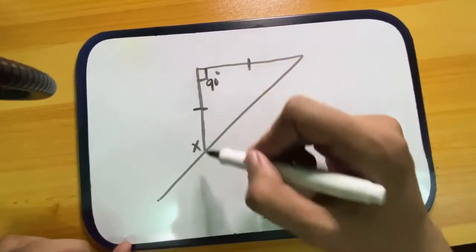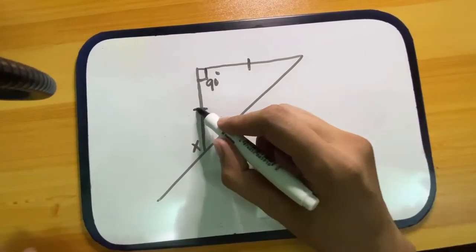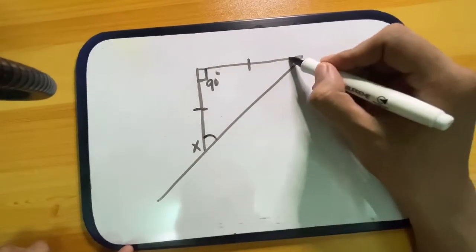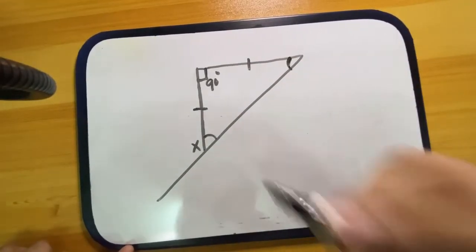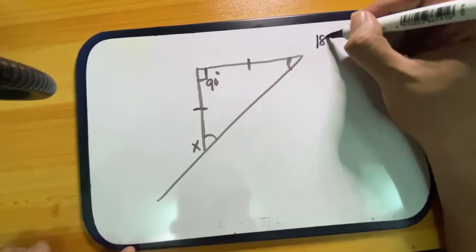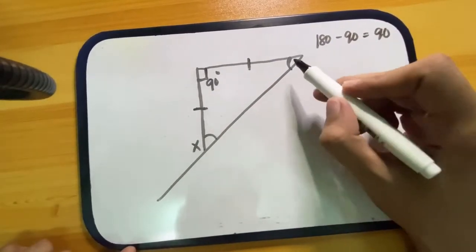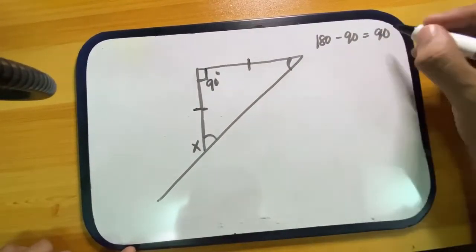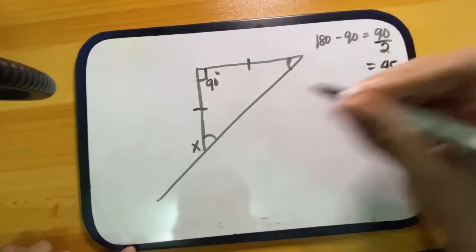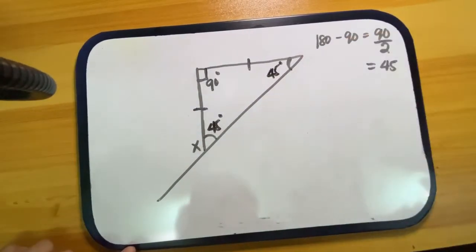And if a right triangle has two equal legs or two equal sides, this one, so therefore these acute angles here are also equal. So if you have this 90, 180 minus 90 is equal to 90, okay? And since these are equal, we can have 90 divided by 2, that is 45. So this one is 45 and this one is 45 also.